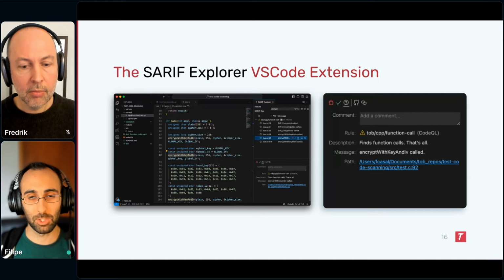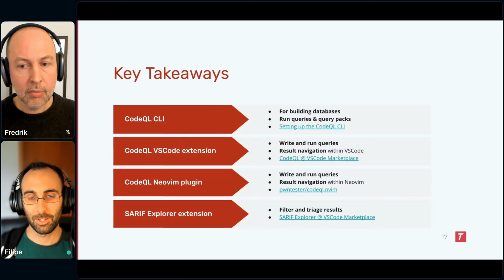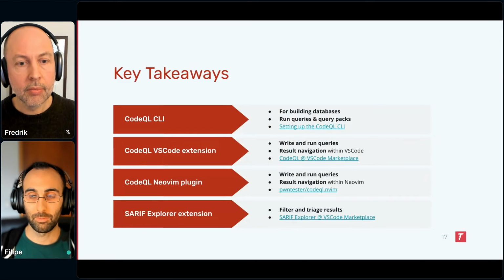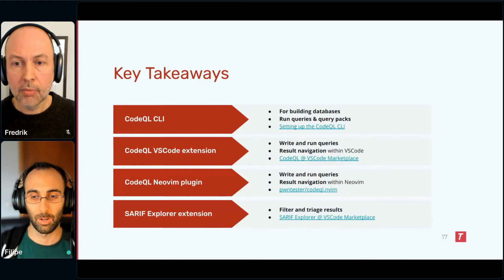These extensions that we showed are essential, and I believe if you want to write custom queries, you should definitely install all of these: Neovim if you use Neovim, the VS Code extensions if you use VS Code. But regardless, if you are writing custom queries, these are fundamental for you. If, on the other hand, you're not that interested in writing custom queries, you can also use CodeQL nonetheless and use it inside CI, and that's what Fredrik will tell you about now.